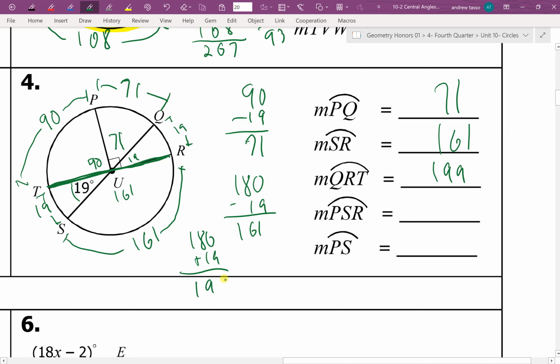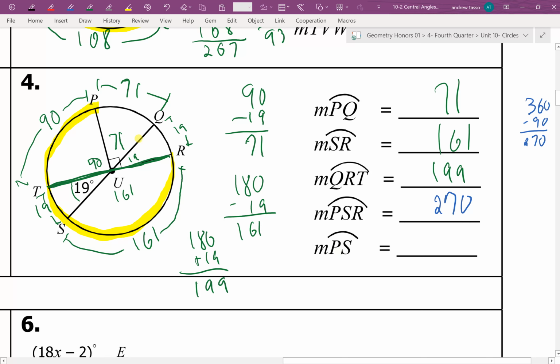All right. Next, we need to do PSR. So let's start at P. We go to S and then to R. So we're wrapping around everywhere except for this 90 degrees section, right? So we're doing a full circle except for 90 degrees. So to find it, we could do 360 subtract 90, and that equals 270. And again, there's more than one way to find these sometimes, but usually there's some ways that are more efficient than others.